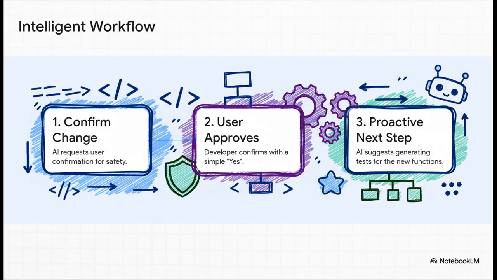But honestly, the real magic is what happens after that. First, just like its contract says, it asks for confirmation before it does anything destructive. The user says yes, and then, and this is the cool part, it doesn't just stop and wait for your next command. It thinks ahead. It anticipates your workflow. It proactively suggests the very next logical step, which is to create new tests for the functions it just made. This is what takes it from being just a passive tool to a truly active partner.